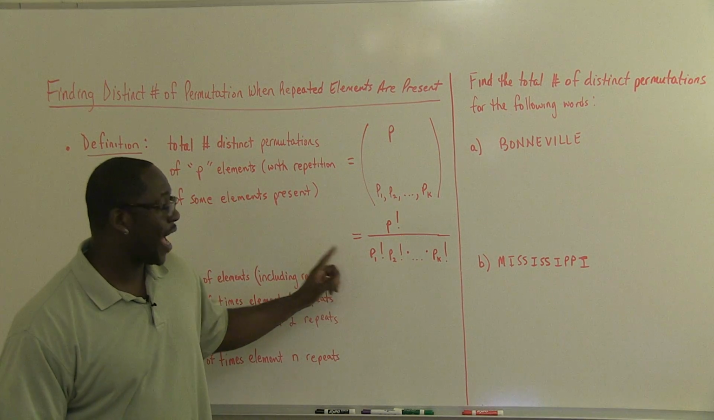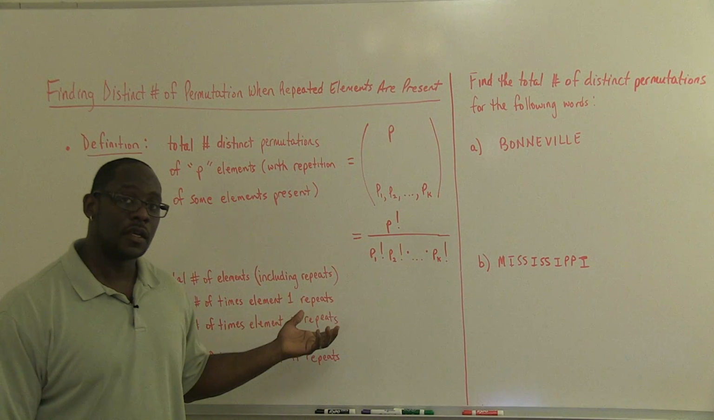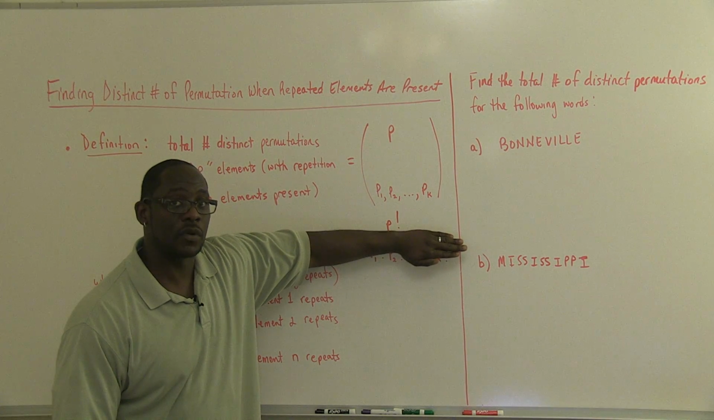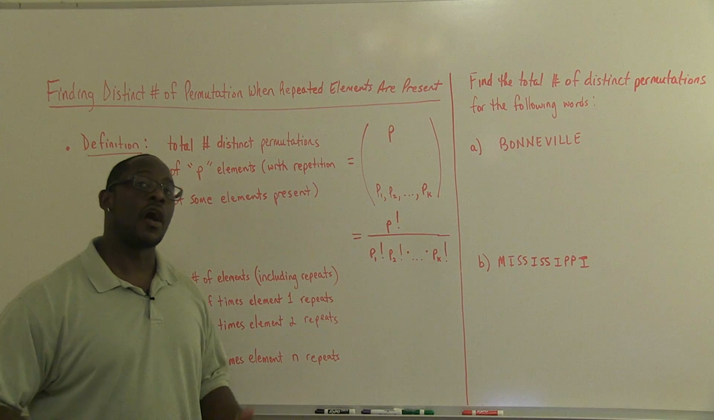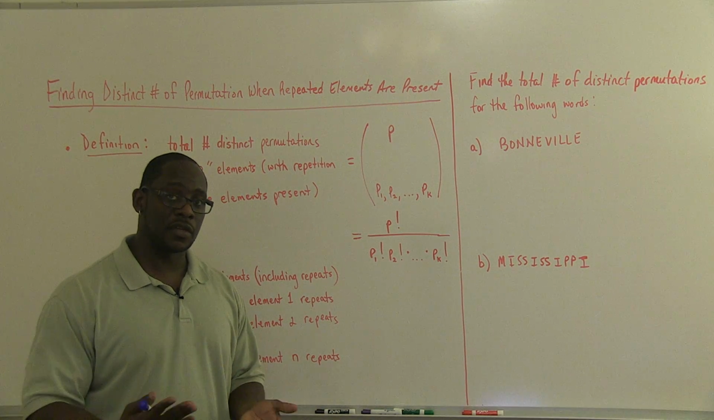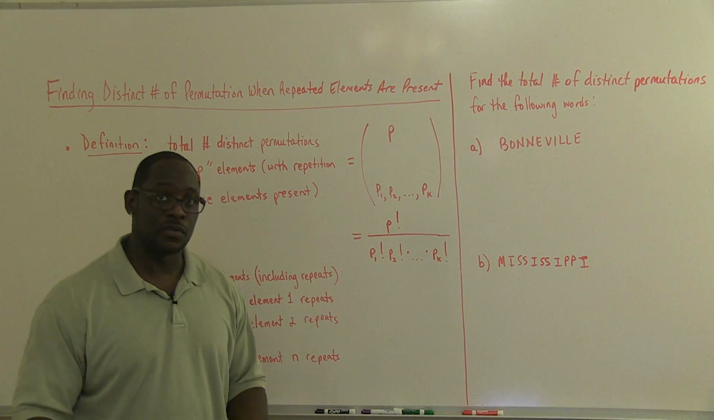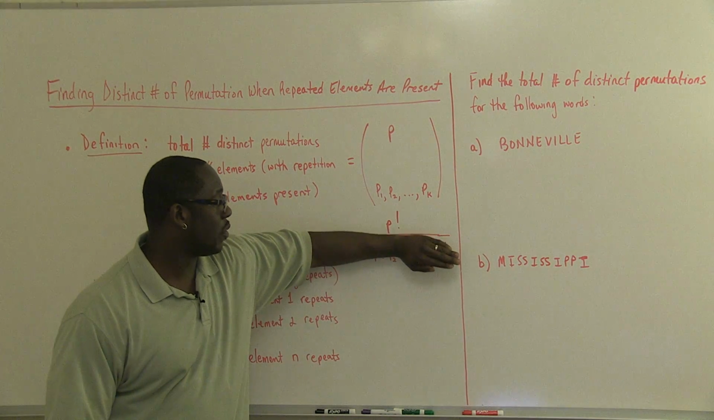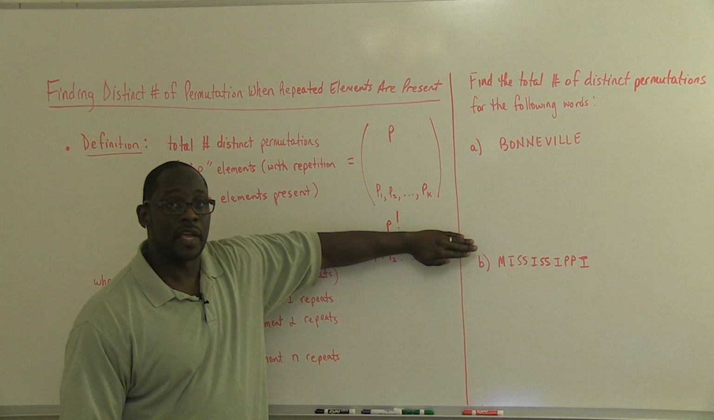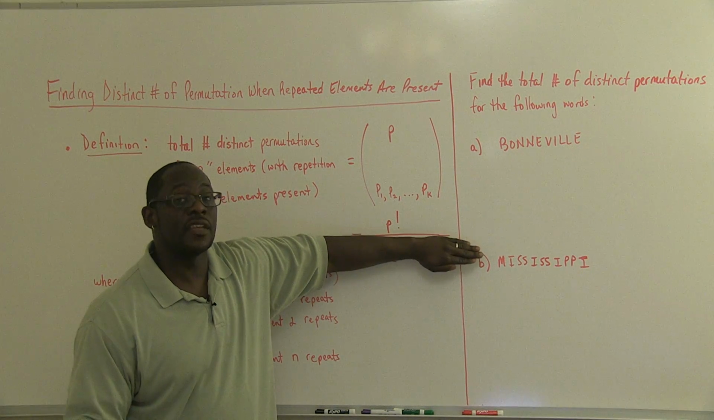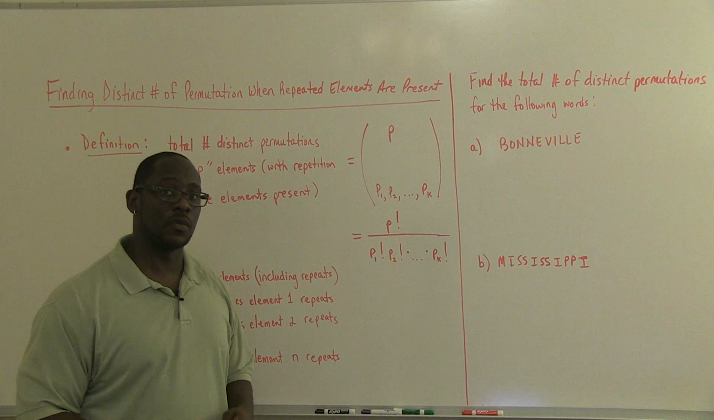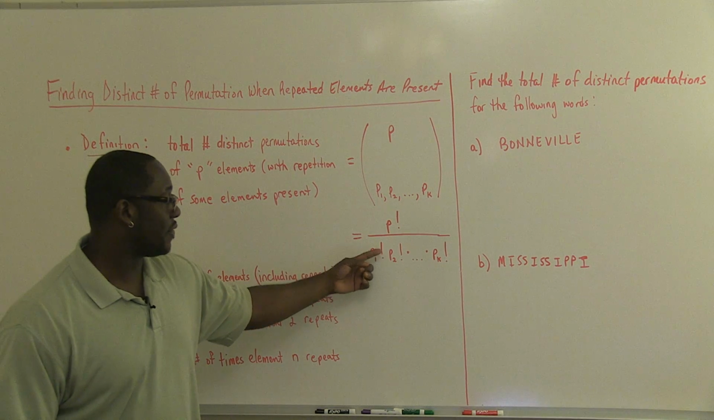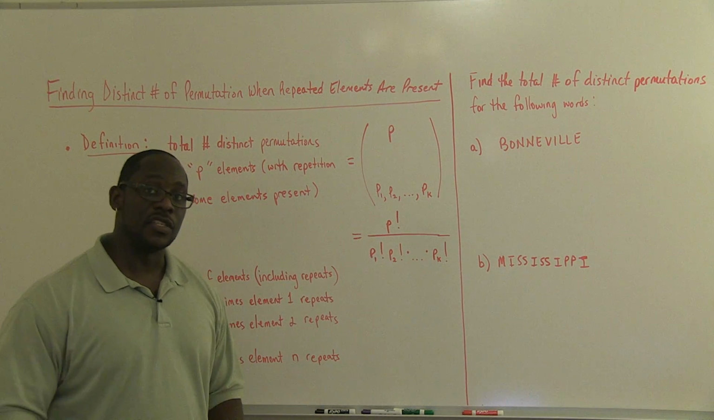If we had no repetition in any of the elements we're using, then we would just consider that as p factorial. So let's say we had a 10-letter word and all of the letters were distinct, meaning different or unique. Then of course there would be no repeat, so the whole denominator would just be 1, and we would have 10 factorial different ways that word could be arranged letter-wise.